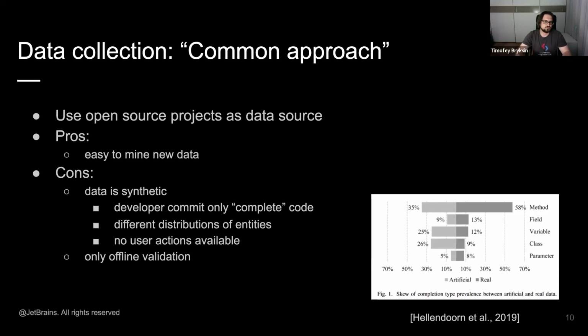Developers commit their code to some repository, I guess, only when the code is in some sense complete. So it compiles, at least it passes some tests, maybe even it has clean formatting. It doesn't have any duplicate blocks and so on and so forth. So developers pay attention to what they commit, and non-complete code is absent from the commit history, and you don't have access to it.